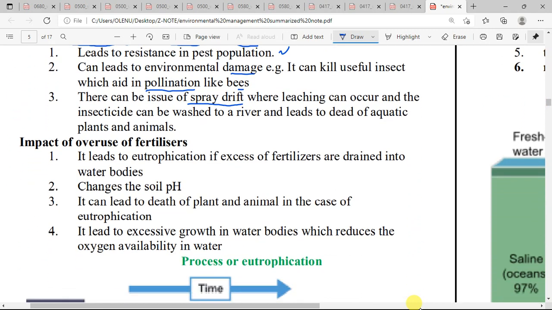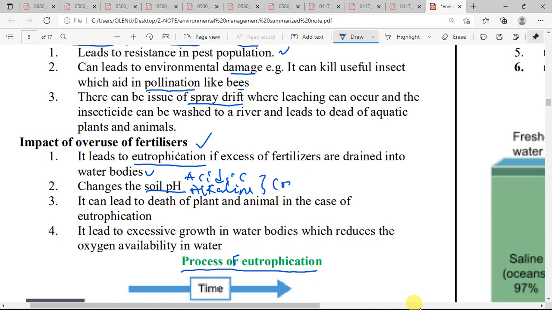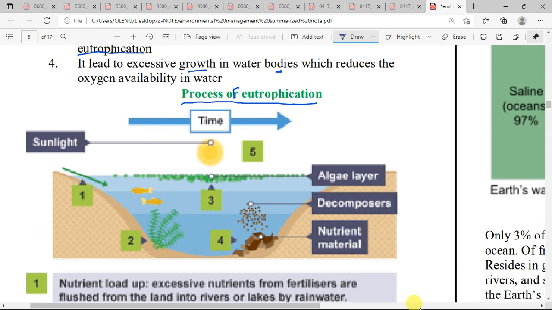There is also the impact of overuse of fertilizers. How will overuse of fertilizers affect the environment and people? Fertilizers lead to the process of eutrophication. If excess fertilizers are drained into water bodies, it causes eutrophication. Shortly, we're going to look at the process of eutrophication. Use of fertilizer can also alter the soil pH, making it more acidic or alkaline. Obviously, that will affect the type of crop that is grown on that piece of land. It can lead to death of plants and animals in the case of eutrophication. It leads to excessive growth in water bodies because of the additional nutrients, which reduces the oxygen availability in water. So, quickly, let's look at the process of eutrophication.